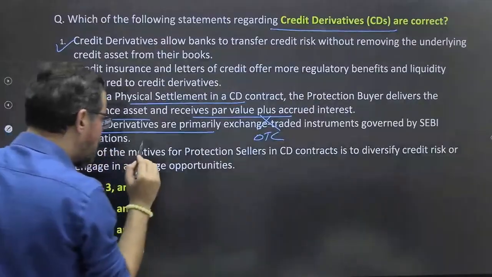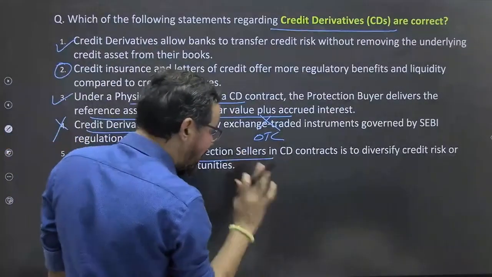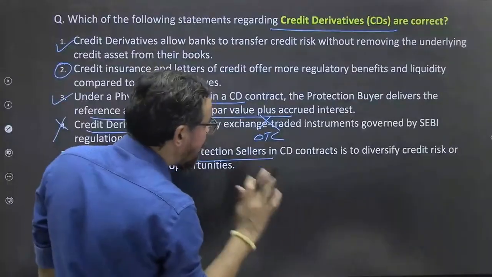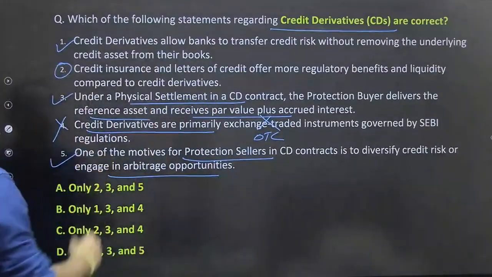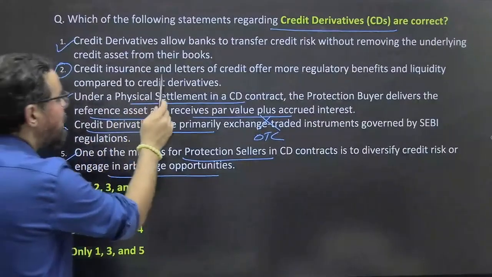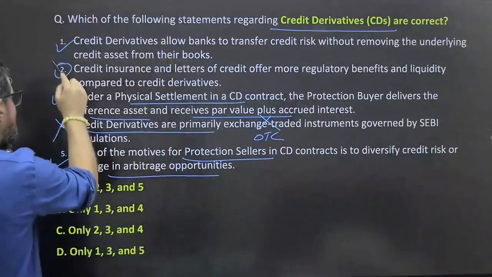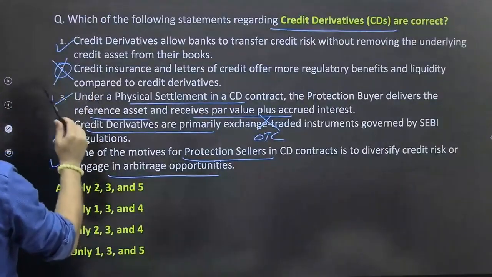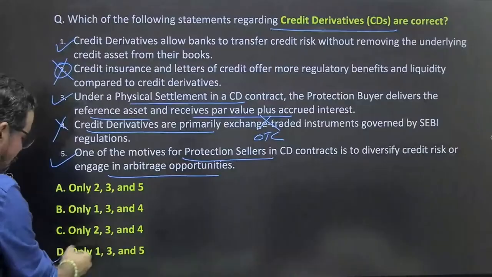One of the motives for the protection seller in a credit derivative contract is to diversify credit risk or engage in arbitrage opportunities. This is also correct. Credit insurance and letters of credit offer more regulatory benefits. I guess there is as such no segregation for this particular one. 135, I'll go to 135. That means I'll go with option D.